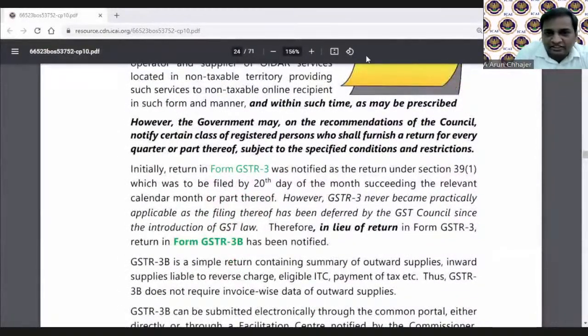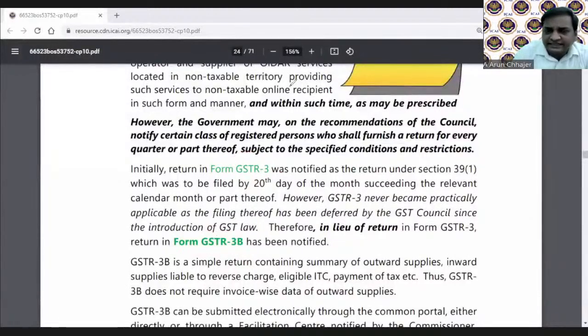The government may, on the recommendation of the Council, specify the class of registered persons who shall furnish the return quarterly instead of monthly. And that is the reason we are going to discuss the QRMP scheme. GSTR 3 was the initial return notified, but after that, GSTR 3 never came. So they made GSTR 3B in lieu of GSTR 3. So now we have the monthly return GSTR 3B.